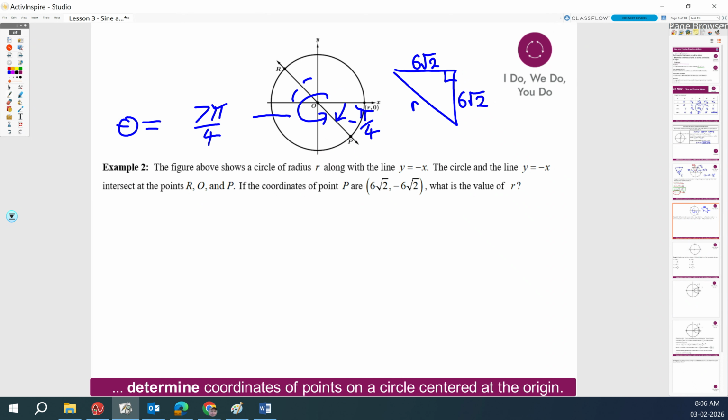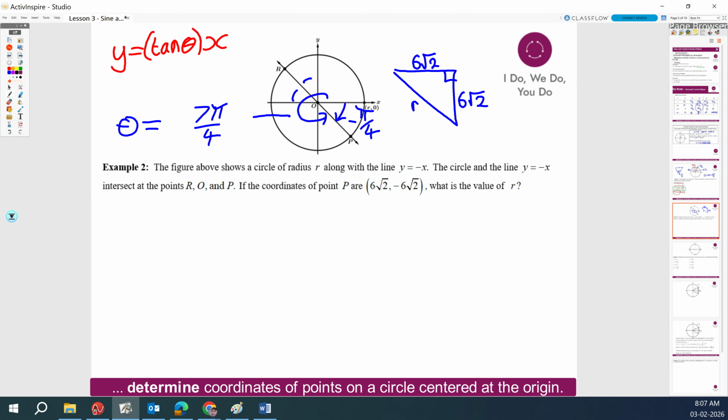So another formula, which is a useful formula for us, comes from y equals minus x. What's the gradient of that straight line? Minus 1. So the gradient is minus 1, but that actually is y equals tan theta x. So the straight line drawn through the origin will have the gradient m equal to tan theta.